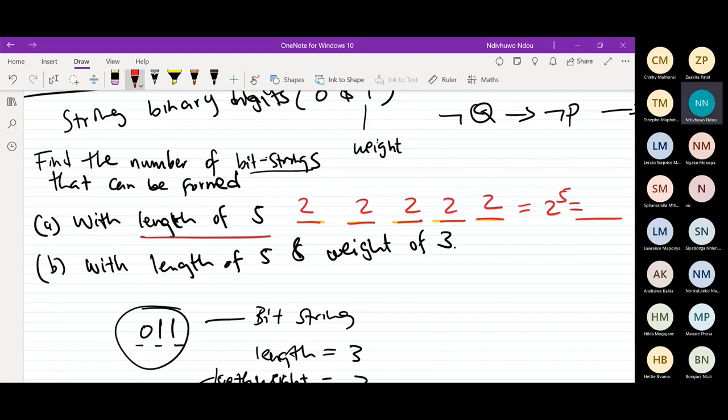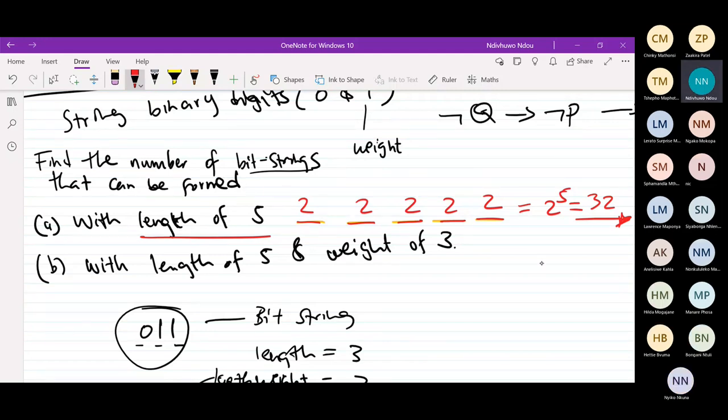I think also in the textbook they say something about you choosing yes or no. Can I put 1 here? Can I put 0? So those choices. So it's two choices. But then with the length of 5 and the weight of 3, it's different. That's where it starts to become quite challenging.